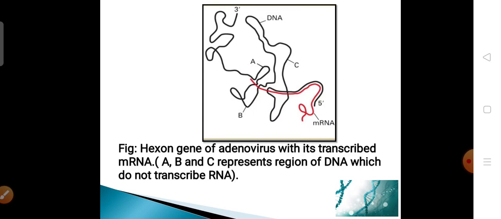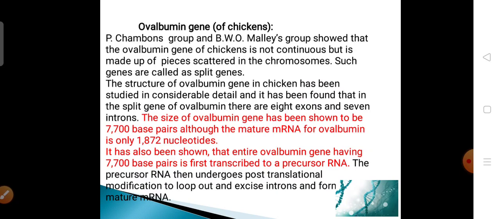Okay, so when you want to hybridize the gene with the mRNA, the DNA loops out and then pairs with its mRNA. So the looped out regions, what are the A, B and C loops representing? They are the introns, which are not going to take part in protein synthesis. And the unlooped regions, they are the exons, which pair with the mRNA, and they are going to participate in protein synthesis.